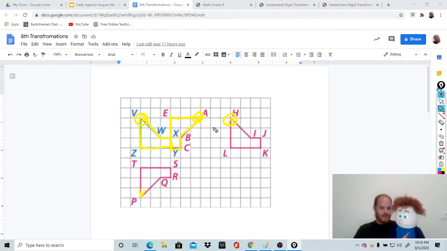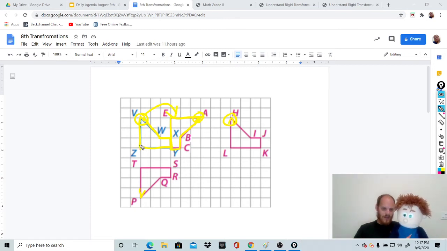Let's see. So it didn't slide, so it's not a translation. It looks like it's kind of flipped a little. Just turned. It's a turn. So what would be turned? Oh, a rotation. Exactly, that's a rotation.